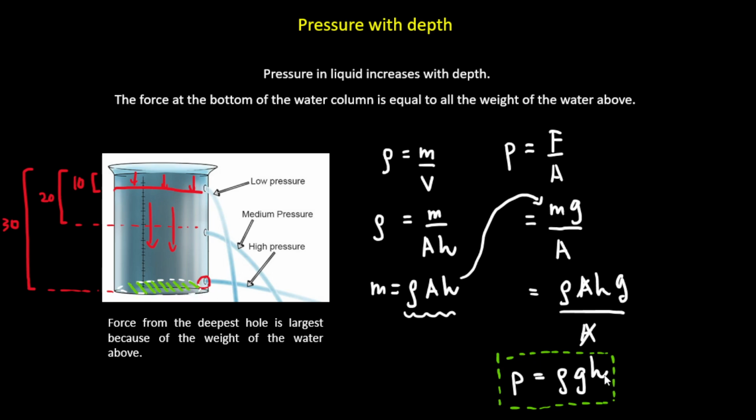So let's say we want to find out the pressure here. Why will it be greatest? Because the height will be 30. And why will the pressure be very low at the top? Because the height is only 10 there. So mathematically, it will also be very less.